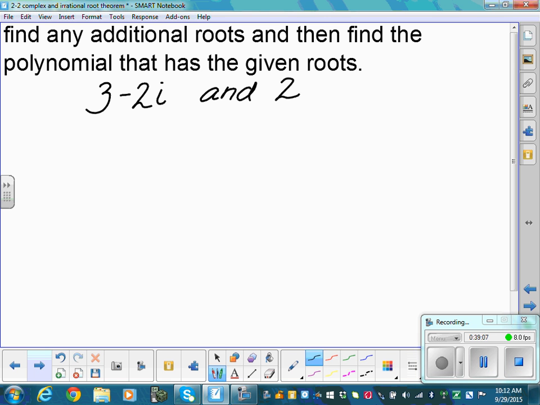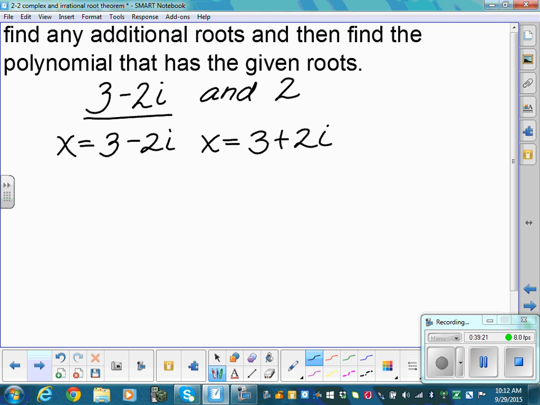So if x is equal to 3 minus 2i, what's also a root? x is equal to what? 3 plus 2i. Very good, because that is a complex root. Does the conjugate root theorem apply with 2? No, that's a number. So we also have x is equal to 2. So I'm going to ask you, what's the degree of my polynomial if these are the roots? Degree 3. Isn't there 3 of them?